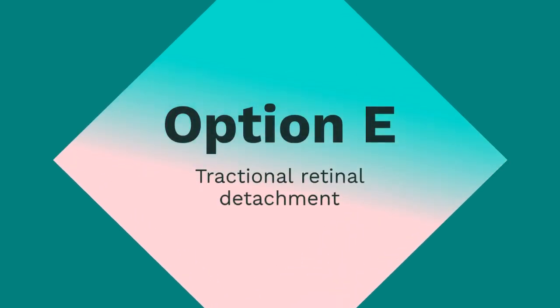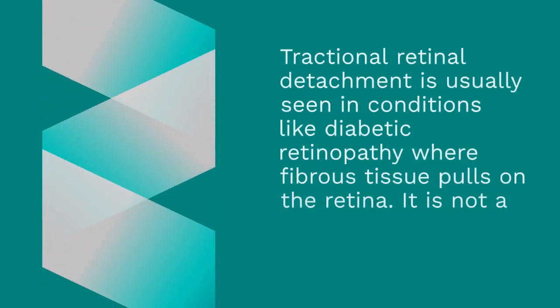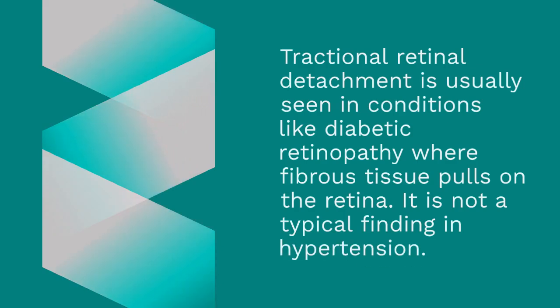Option E, tractional retinal detachment. Tractional retinal detachment is usually seen in conditions like diabetic retinopathy, where fibrous tissue pulls on the retina. It is not a typical finding in hypertension.